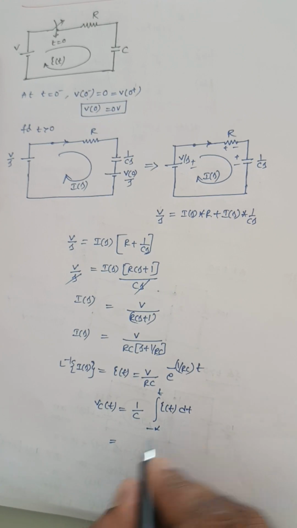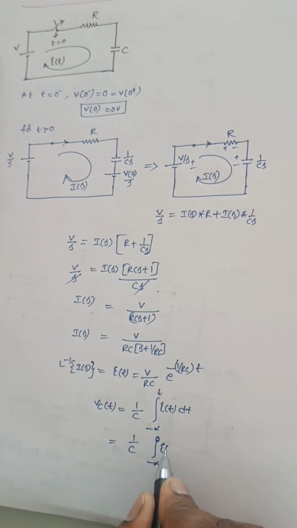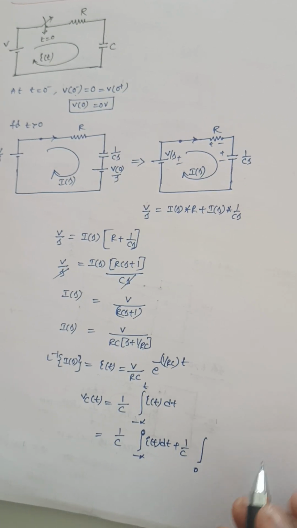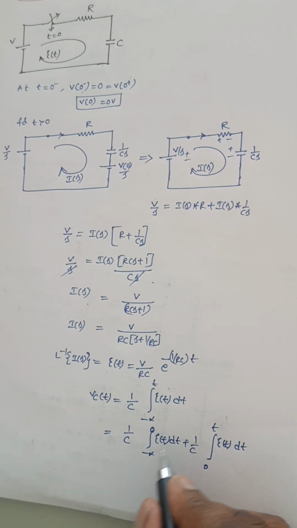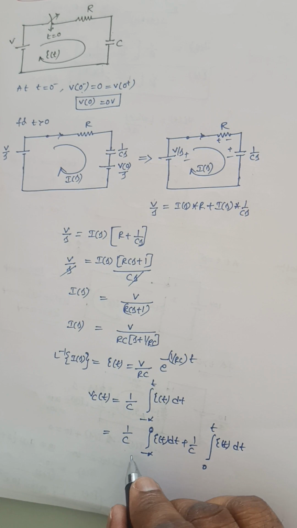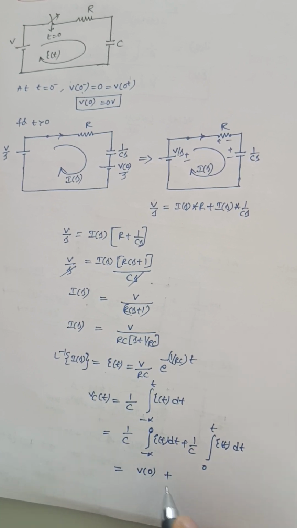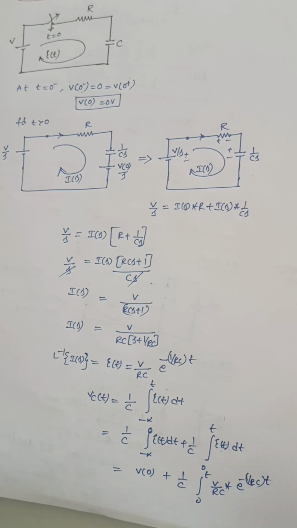So now it is 1 by C into integral minus infinity to 0 I of t dt plus 1 by C into integral 0 to t I of t dt. So this is 0 anyway. Why? Because it is the initial voltage. So this is the initial voltage, that is V of 0, plus 1 by C into integral 0 to t I of t. You substitute this expression, that is V by RC into e power minus 1 by RC into t.